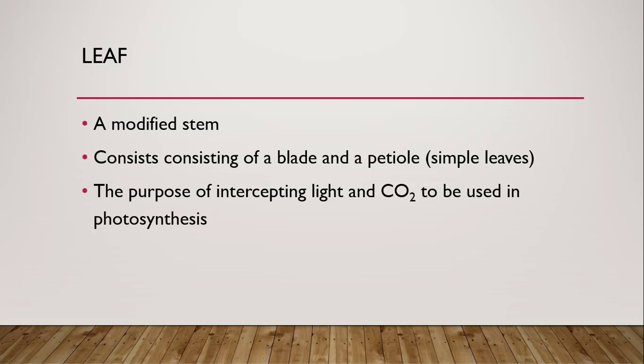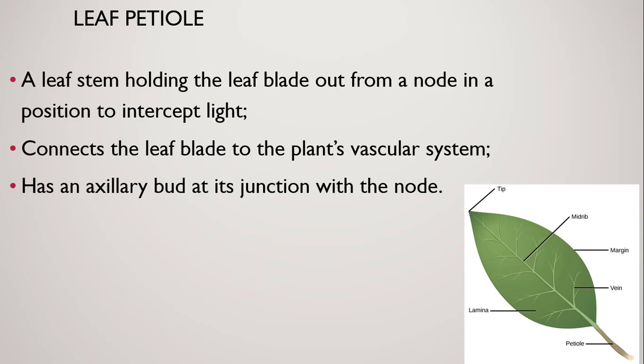Okay, a leaf is a modified stem, and it consists of a blade and a petiole, and that's in simple leaves. We also have compound leaves, and we'll talk about that in a moment. The purpose of this leaf is to intercept light and use CO2 to be used in photosynthesis.